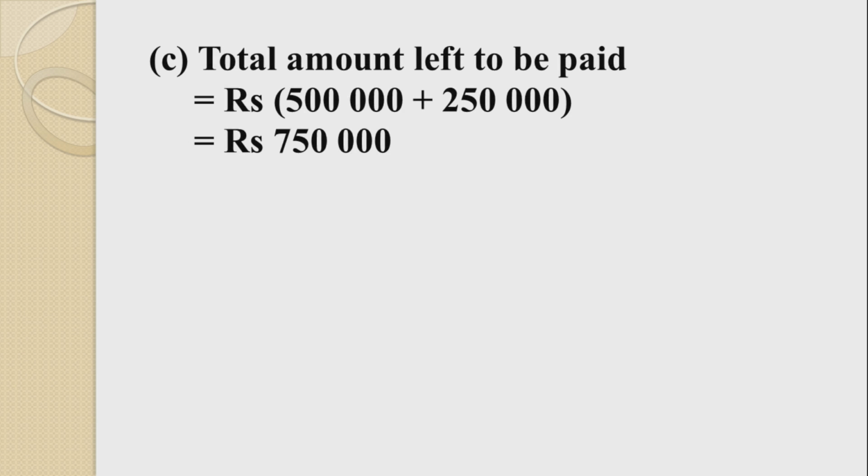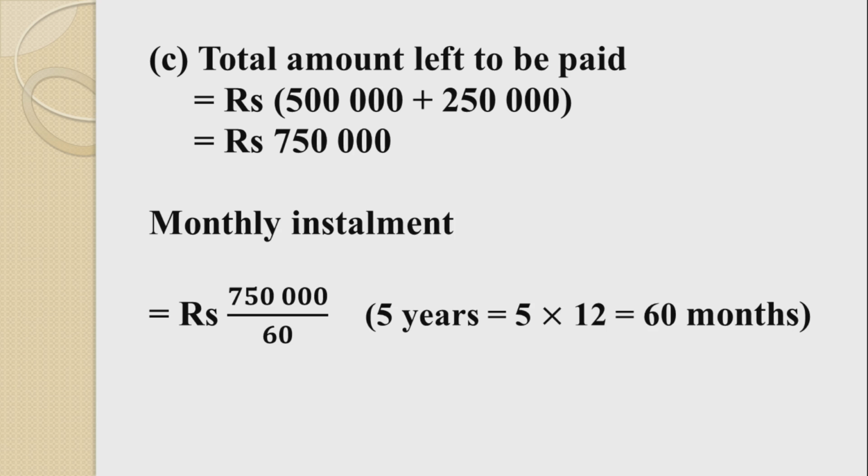Now we need to calculate the monthly installment. The total amount left to be paid is 500,000 rupees plus 250,000 rupees, which amounts to 750,000 rupees. The monthly installment is calculated by taking the total amount left to be paid divided by 60, which represents the 5 years. The monthly installment here is 12,500 rupees.